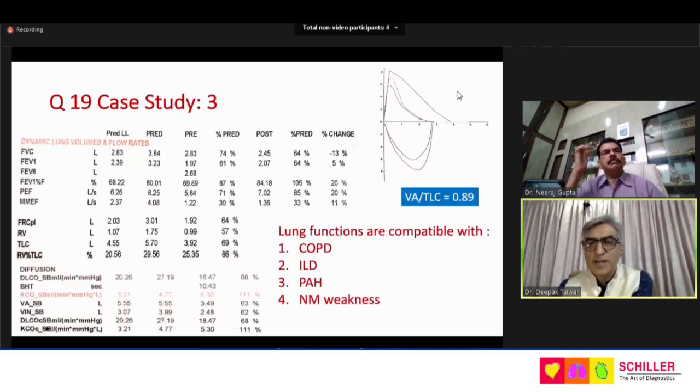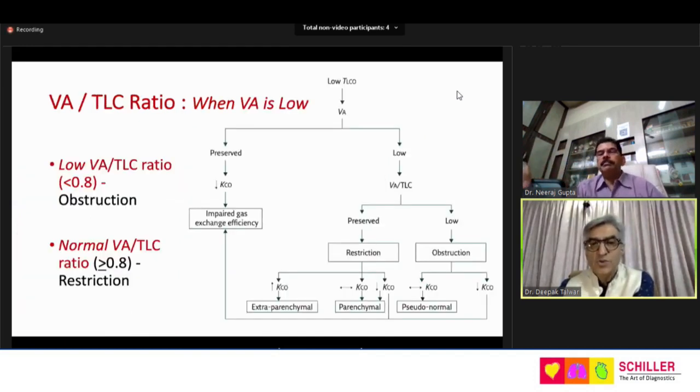And here it is given as 2.89, which is normal. So it is a restrictive defect. There is no doubt we have reached here. But KCO, if KCO is increased, it is extra parenchymal. So you have to think about a neuromuscular disease. So everybody who picked up neuromuscular disease is correct, because this is the flow chart.